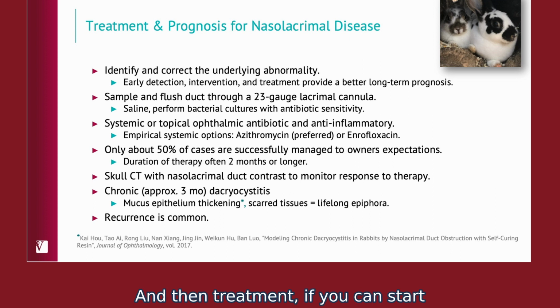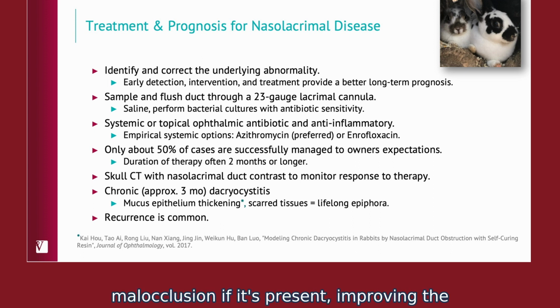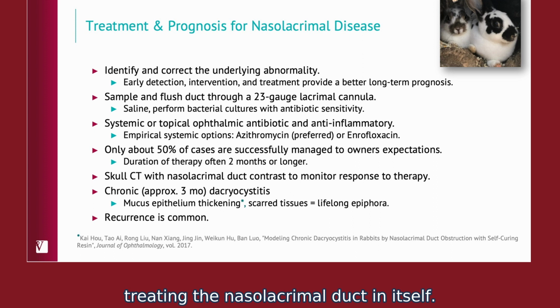And then treatment, if you can start by removing the underlying cause, is really going to result in a better long-term prognosis. And treatment is again, improving the malocclusion if it's present, improving the underlying ocular disease or respiratory disease, and if it's idiopathic, then just treating the nasolacrimal duct in itself. Often they benefit from sampling for aerobic culture plus a saline flush, and doing that saline flush with a 23 gauge catheter into the duct is going to help remove a lot of that debris.